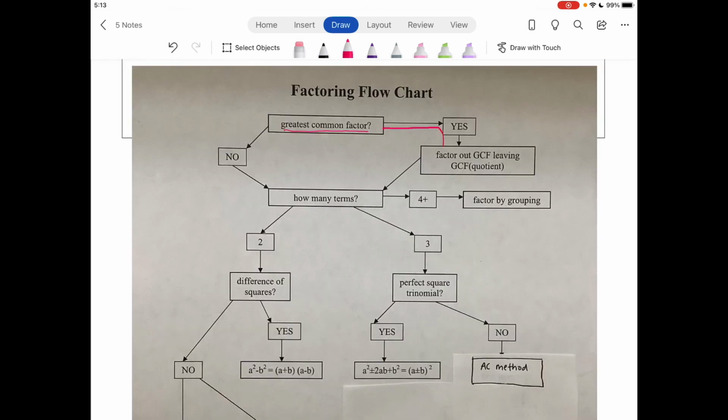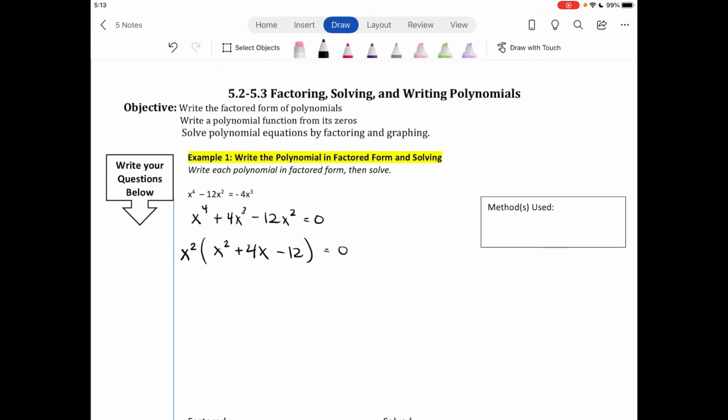Now that we've factored out that greatest common factor, we're left to look at how many terms we have. We have 3 terms, since it's a trinomial, and we cannot take the square root of the first or the last term, so we know for sure it's not a perfect square trinomial, which tells us we will use the AC method. I'm going to take those numbers that multiply to negative 12 but add to a positive 4 to replace that middle term. So that would be x squared plus 6x minus 2x minus 12 would work.